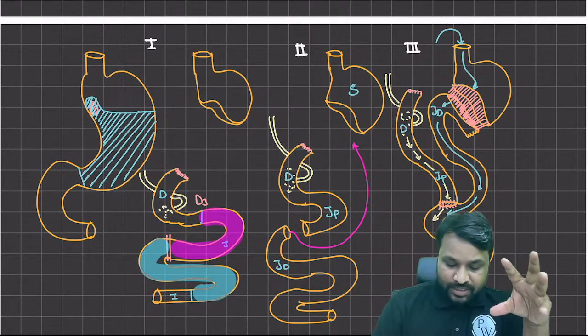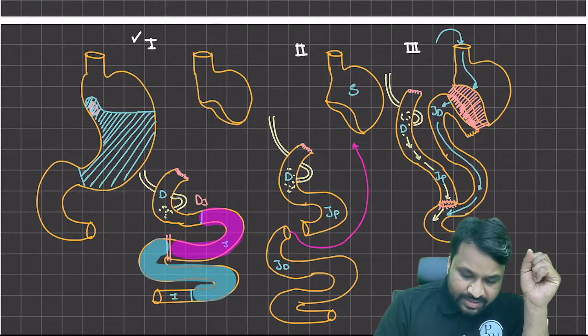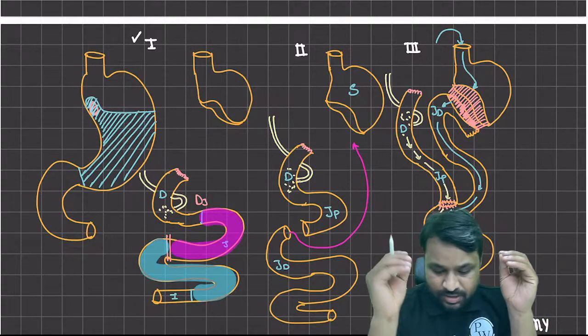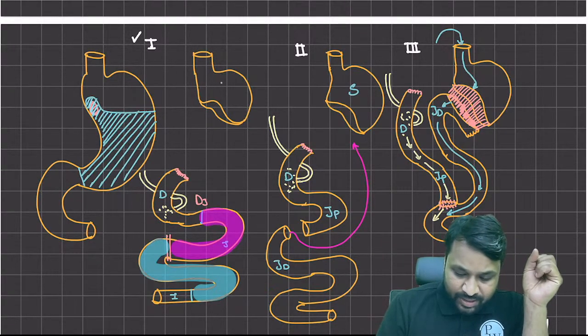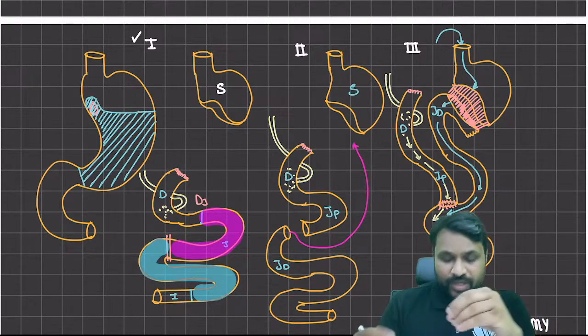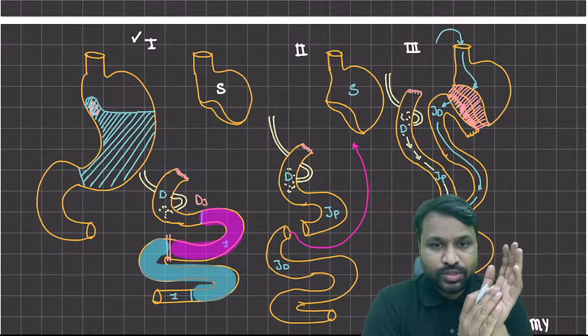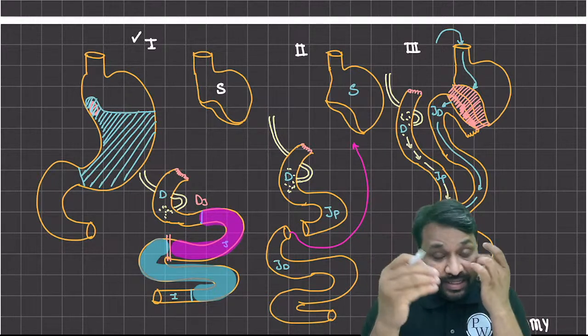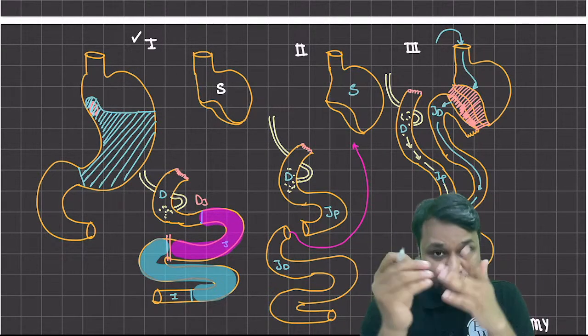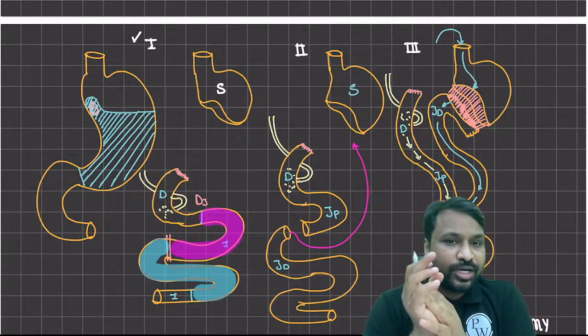So in the type 4 gastric ulcer, in step number 1, I have excised the part of the stomach which had the ulcer, and this is the part of the stomach which is left behind. Now I have to maintain the continuity of the stomach. I have to make an anastomosis. So I'll take the jejunum. Now, if I take the jejunum directly and do it, it will be a lot of pressure and tension.